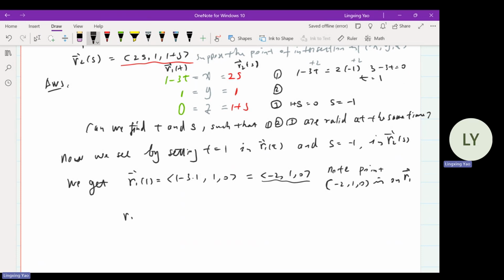Okay, and similarly, R2 of -1 is -2, 1, 0. Note the point (-2, 1, 0) is on R2. So obviously, those two points are just the one point, and so the two lines R1, R2 are intersecting at this particular point. Okay, so let's stop for a moment.